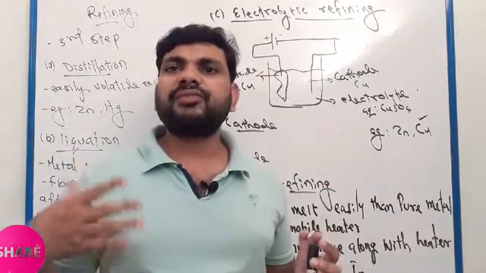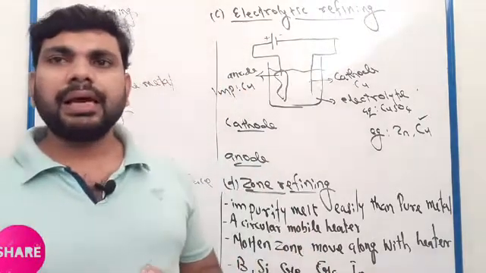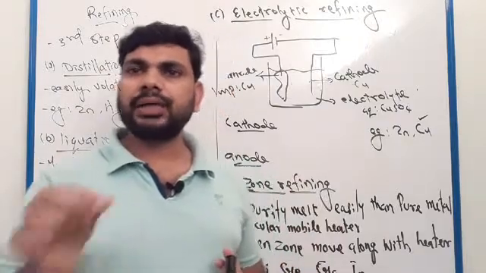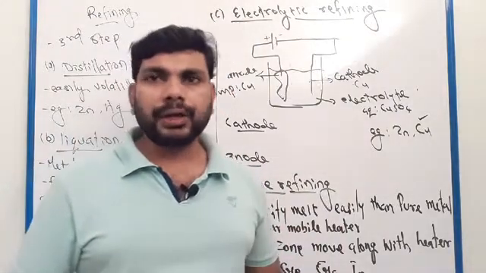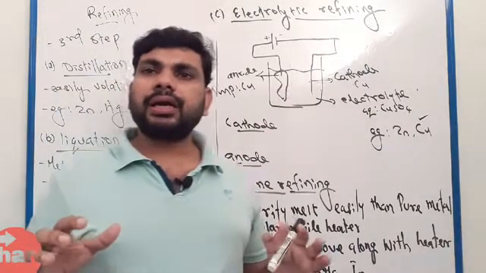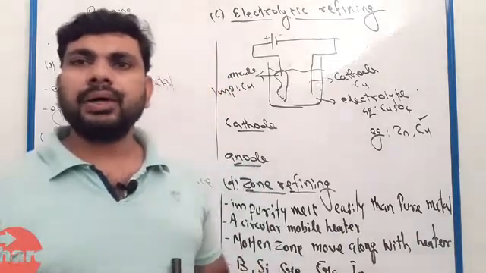So here we are discussing the third method for refining of metal, electrolytic refining. Electrolytic refining means simple electrolysis. There is an anode, a cathode, and an electrolyte. Examples for such type of metal: zinc and copper.